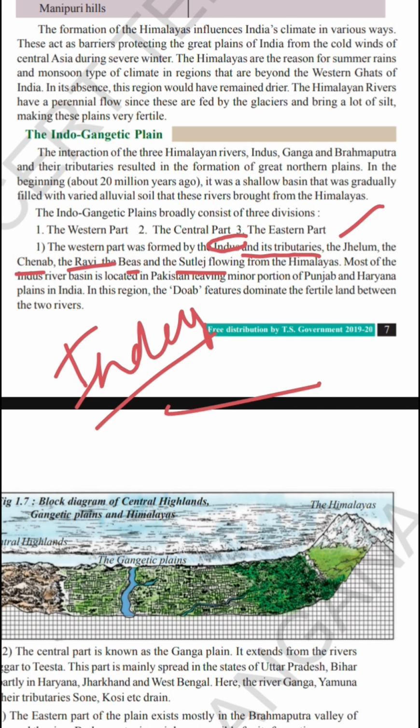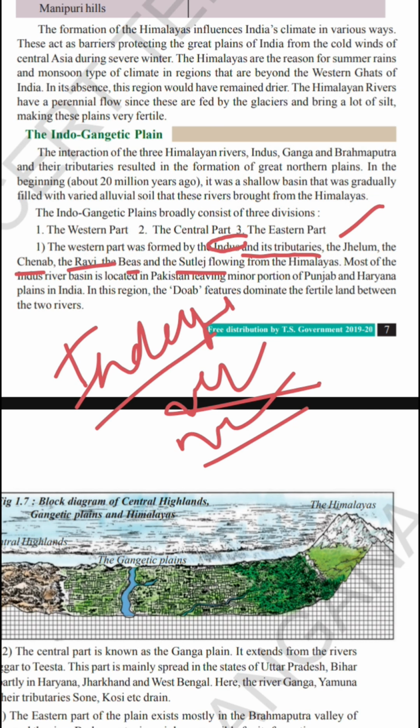So when it comes to Indus, you have to keep in mind that it is helping in the formation of the western part, along with the tributaries such as Jhelum, Chenab, Ravi, Beas and Sutlej. So these five rivers will help to form the western plains, or the western part of plains, along with the help of Indus.